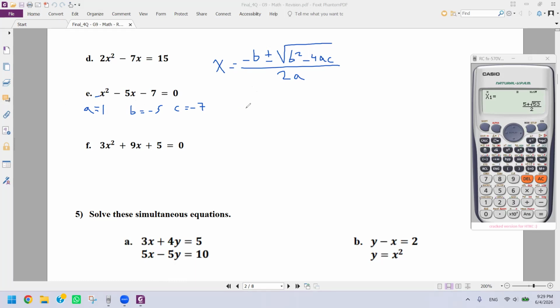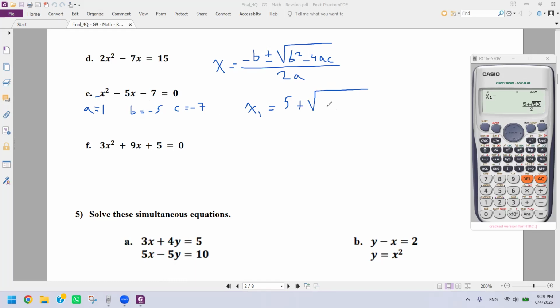Now let me apply the formula for x1. It is minus b. So b is minus 5. Minus b means the opposite of it, so it's 5. I'll use the plus under the square root. Now let the calculator help you.